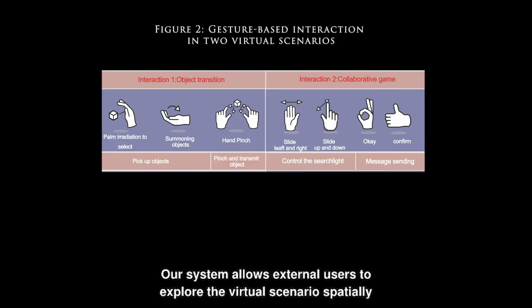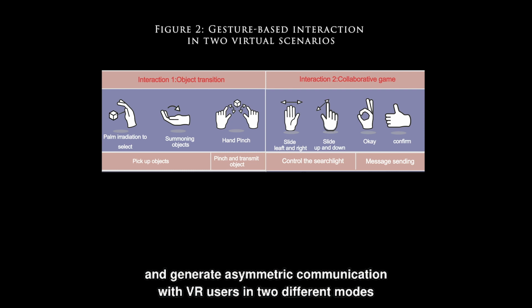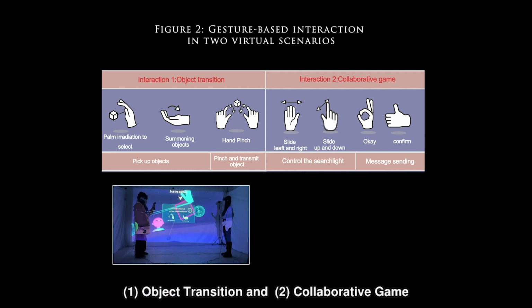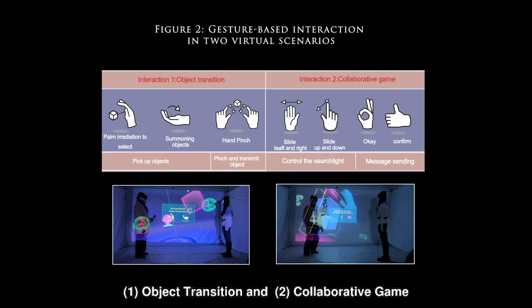Our system allows external users to explore the virtual scenario spatially and generate asymmetric communication with VR users in two different modes: 1. Object transition, and 2. Collaborative game.